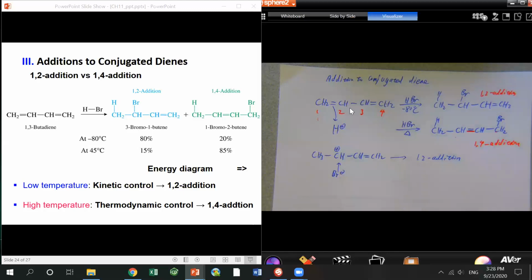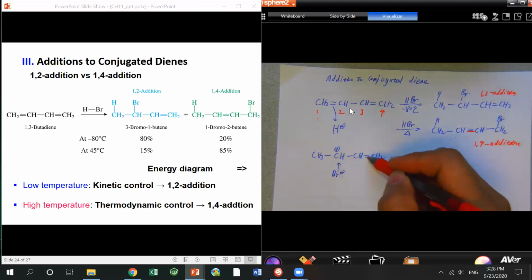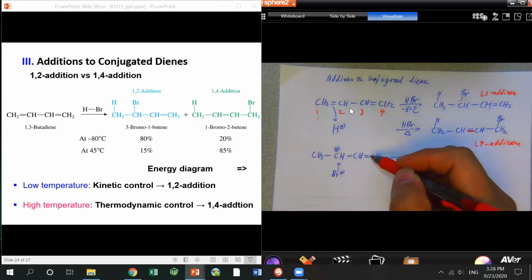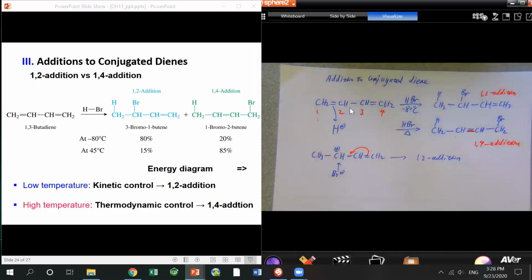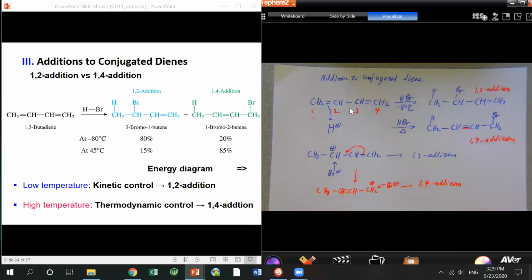But remember, this is an empty p orbital next to a pi bond, so we can draw resonance structures. The pi bond all shifts to here, and that gives you a resonance structure like this. Now the carbocation has the positive charge on the terminal carbon, the fourth carbon. So if this picks up the Br minus, you get the 1,4 addition product. So that's why you can get both 1,4 or 1,2.